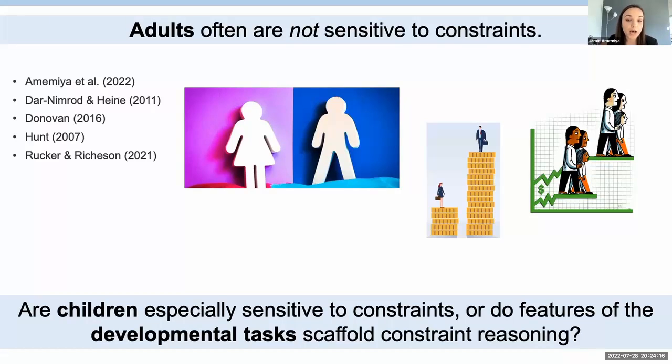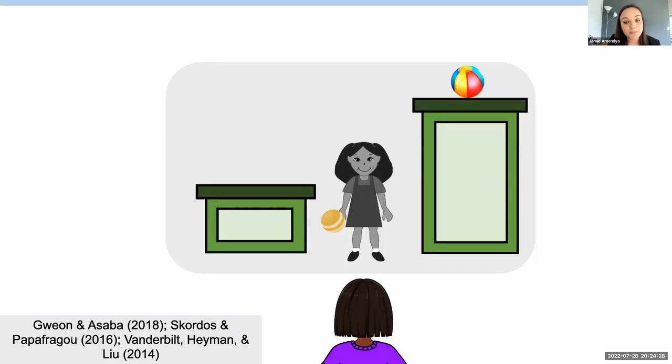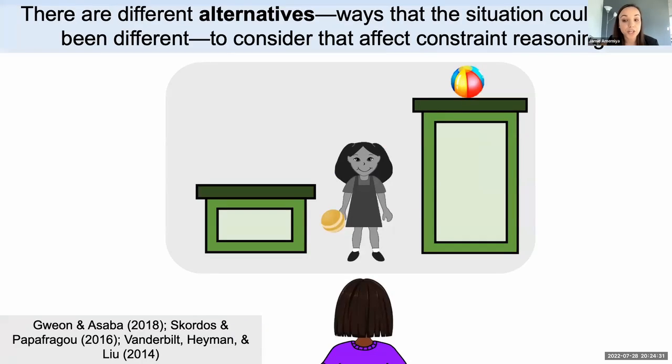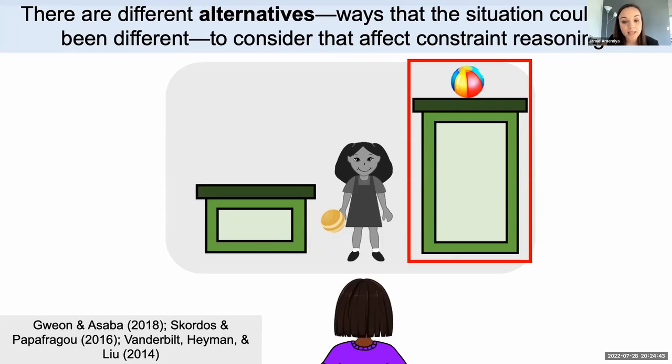And so I'll argue that features of the task facilitate attention to constraints, and that identifying these features may also help to explain why adults are less sensitive to constraints. So returning back to this paradigm, I'll propose that there are different alternatives, so ways that the situation could have been different to consider that affect constraint reasoning and the judgments that we make. On the one hand, alternatives can be focused on constraints in the environment, specifically that the environment could have provided greater choice. And previous work suggests that children are focused on this alternative.